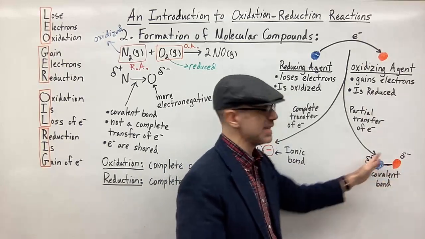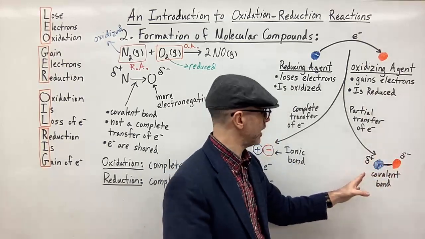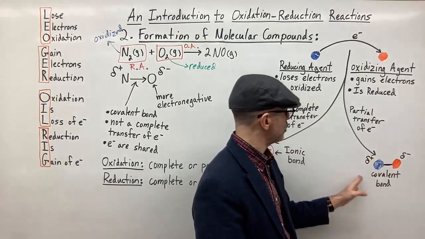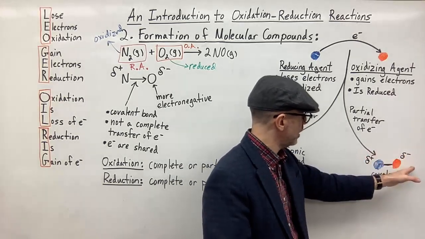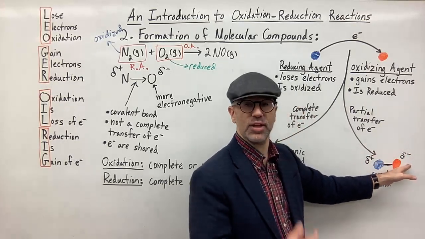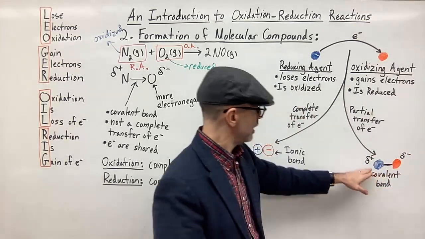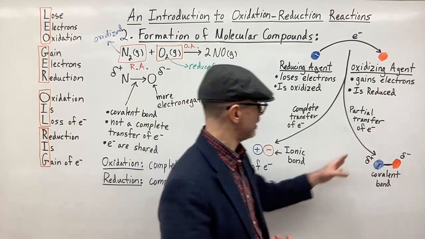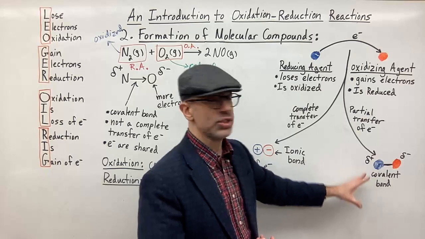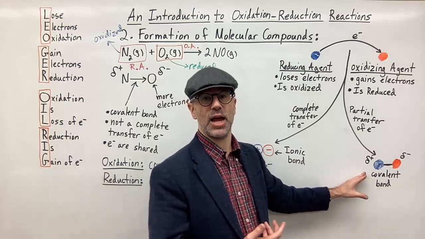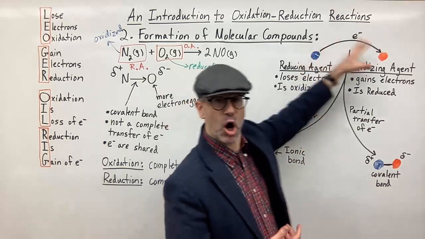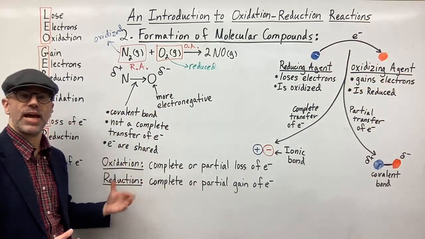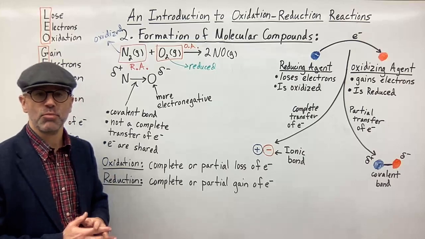And if there is unequal sharing of the electrons, you form polarity. This side would be more electronegative, therefore it has the partial negative charge. This side is less electronegative, so it has a partial positive charge. And so you get that covalent bond, but you still get reduction and oxidation happening because you still have a partial transfer of electrons. So in the end, we have to understand oxidation and reduction more broadly.